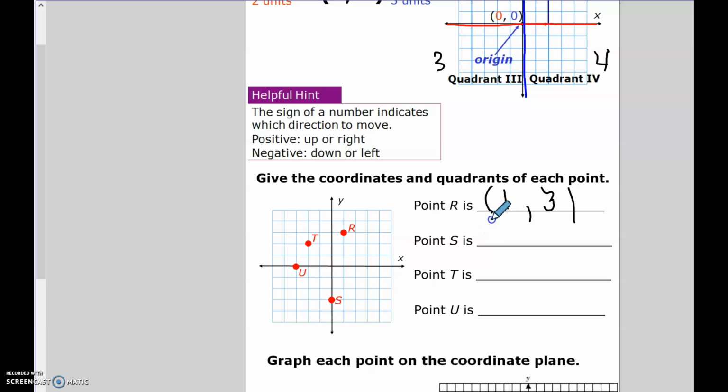Okay, point S, start at the origin again. I don't have to slide left or right because it's right below me. So the first number is 0. And then I have to drop down to get to S, so that's negative. I drop down 3 places, that'd be negative 3.